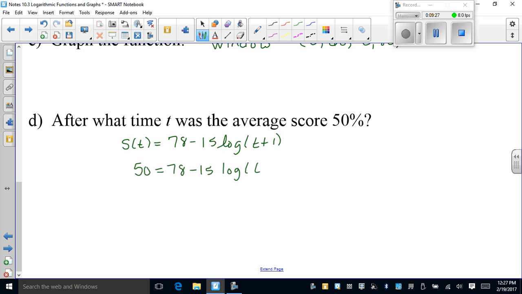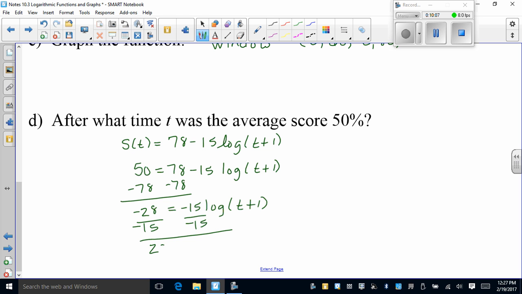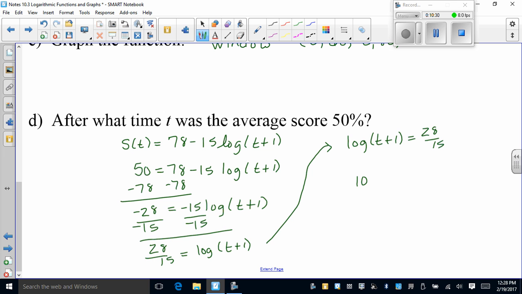Subtract 78, subtract 78, and we get negative 28 equals negative 15 log of t plus 1. Now this is no different than before when you have done things algebraically. I'm trying to get the t by itself. Divide by negative 15, divide by negative 15, and we get 28 over 15 equals log of t plus 1. Okay, so log of t plus 1 equals 28 over 15. This is base 10, so 10 to the 28 over 15 power equals t plus 1.